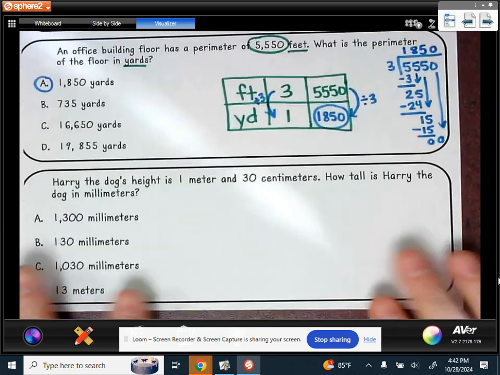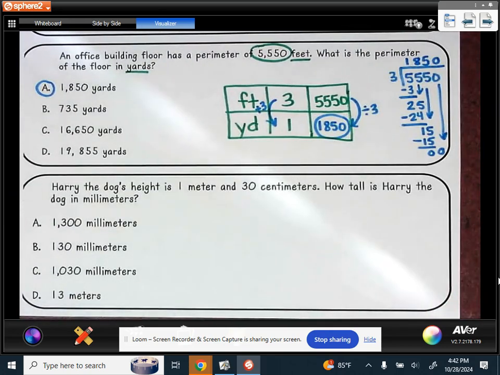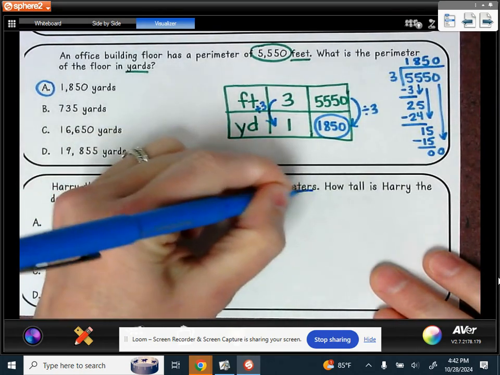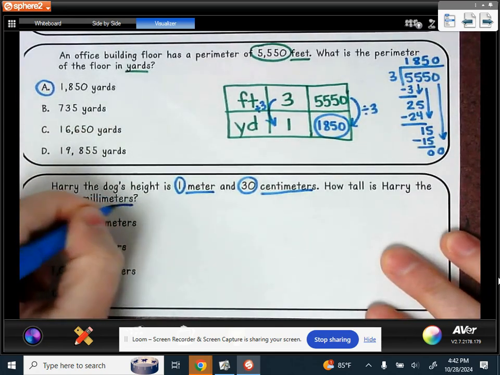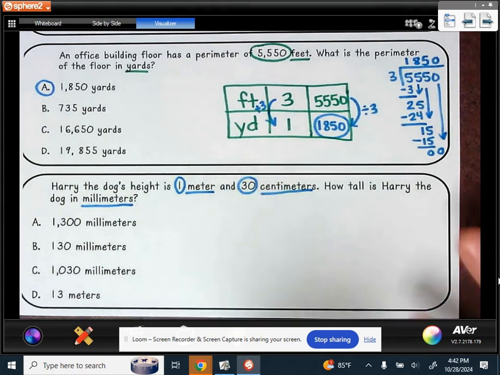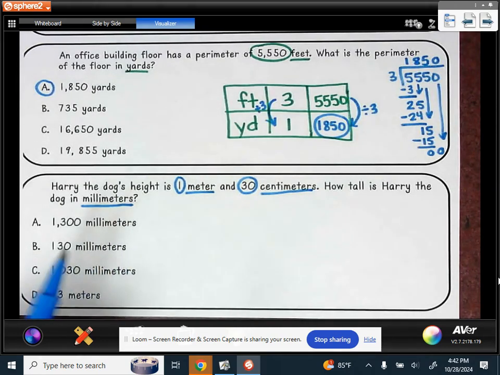And we have one more problem. So this one can be a little bit confusing because we've got meters, we've got centimeters, and we've got millimeters. So basically they're giving you, it's like if I said I was 5 feet 5 inches tall. That is how tall I am, right? So this dog is 1 meter and 30 centimeters tall. We want that whole thing changed to millimeters.